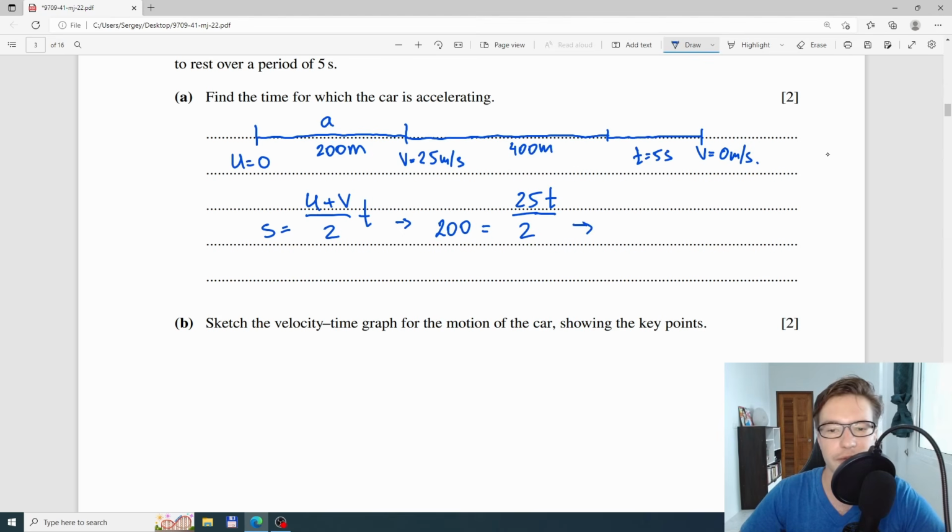Now finally, we can find t from here. t equals 200 times 2 over 25. And that gives us 16. That's my answer for the first question. Answer, 16 seconds. Question 2.